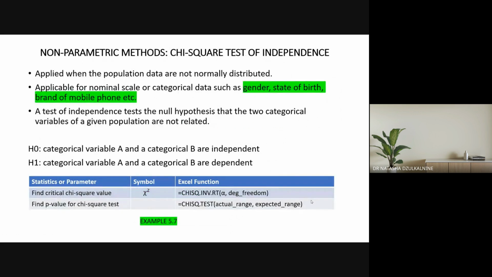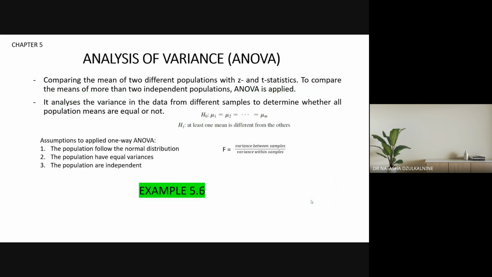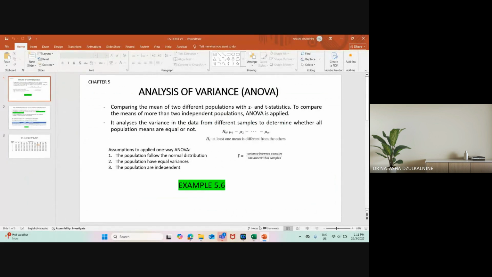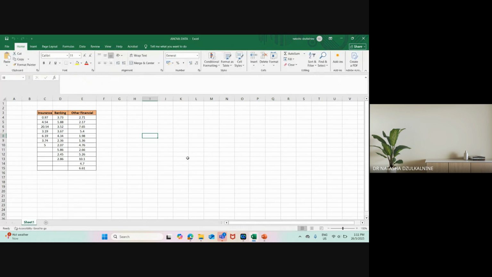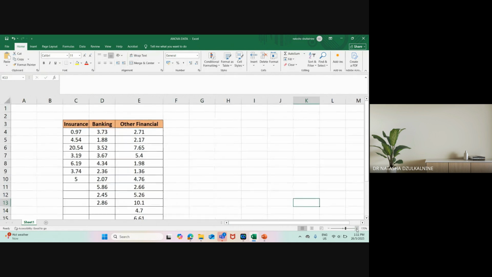So we go to example 5.6. Open your Excel for the ANOVA. We will do the exercises. This is the data for the ANOVA exercises. I will read the instruction from the textbook.